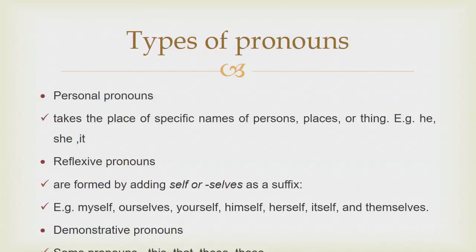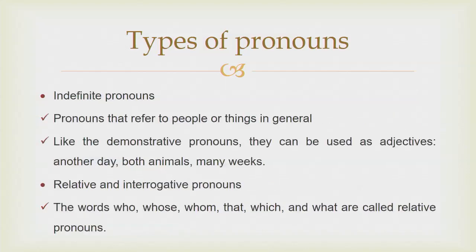The types of pronouns. Personal pronouns take the place of specific names of persons or places. Reflexive pronouns are formed by adding self or selves as a suffix, myself, ourselves. Demonstrative pronouns are words that we use to demonstrate or to show things. For example, that glass, this glass, that chair. So these are all demonstrative pronouns.